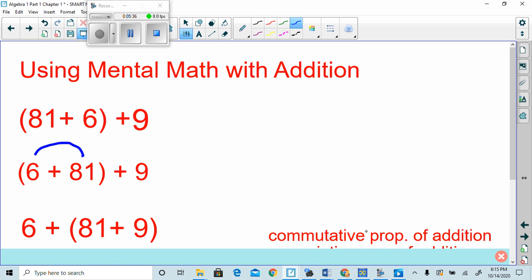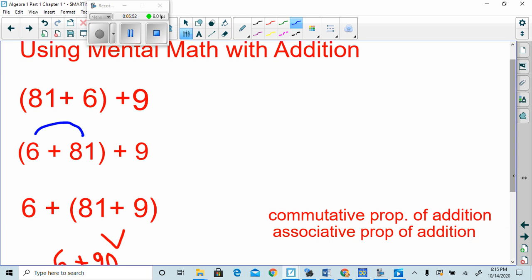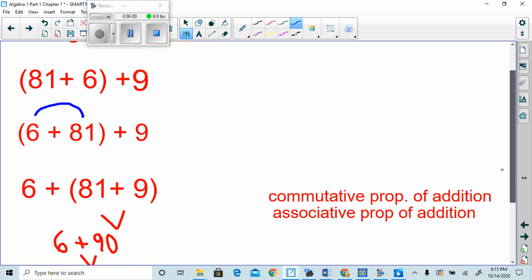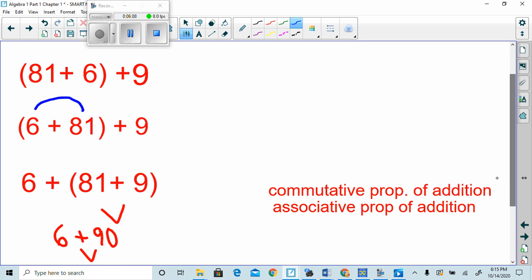Now, what happened in my second part? I now changed the grouping. I kept the order, 6, 81, 9, but this time I changed the association or the grouping. So in the second part of this, I've used the associative property. I now can easily add 81 plus 9, which gives me 90, and 90 plus 6 gives me 96. In the beginning, I could have had 81 plus 6 and had 87 and then added 9. But if we can see how numbers work well together, we can then utilize some mental math by using our properties.